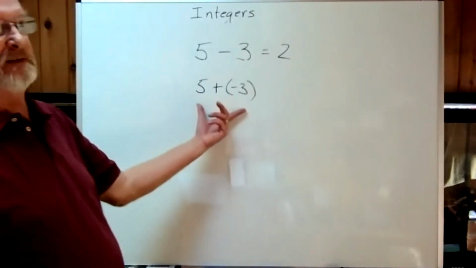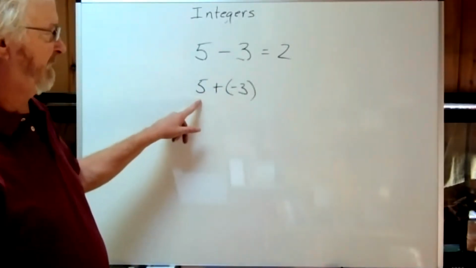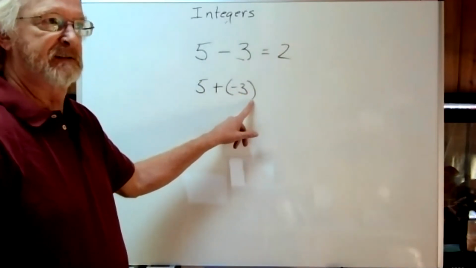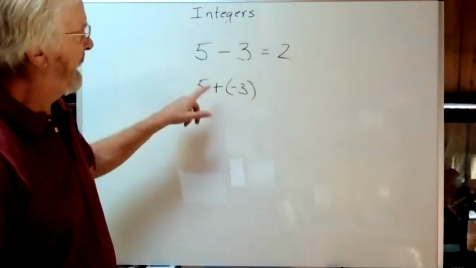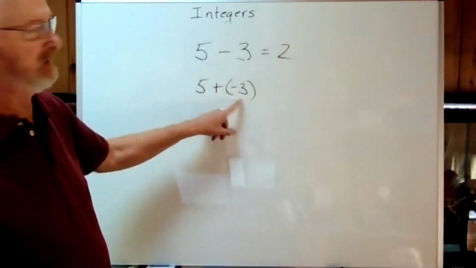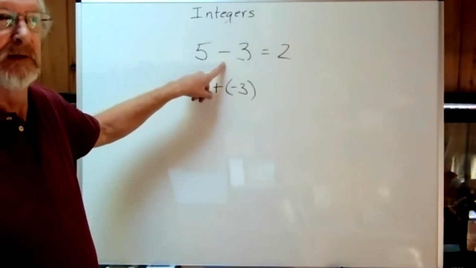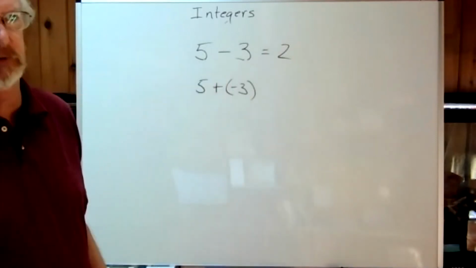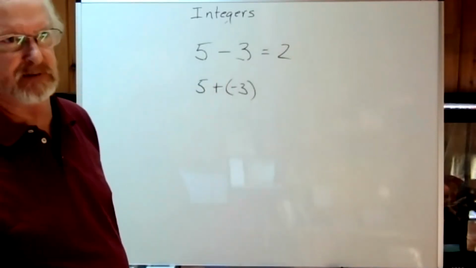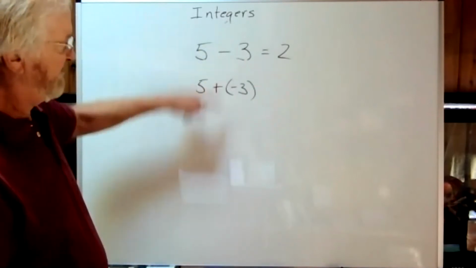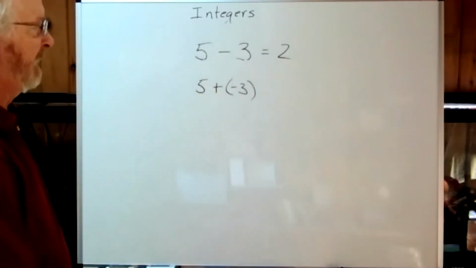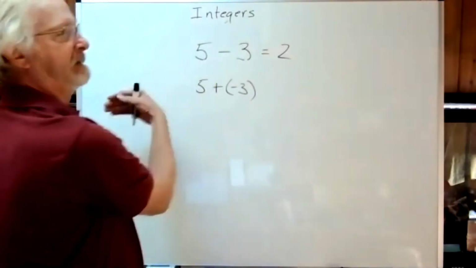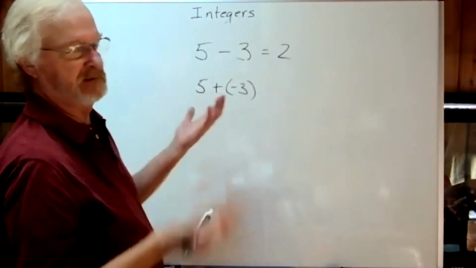Here I'm going to add these two integers. This is 5 units to the right. This is 3 units to the left. Adding the opposite is the same as subtraction. Mathematicians can get real abstract and say there's really no such thing as subtracting. It's always adding opposites. So these two mean exactly the same thing. I started at 5 and I added 3 in the negative direction. I subtracted 3.